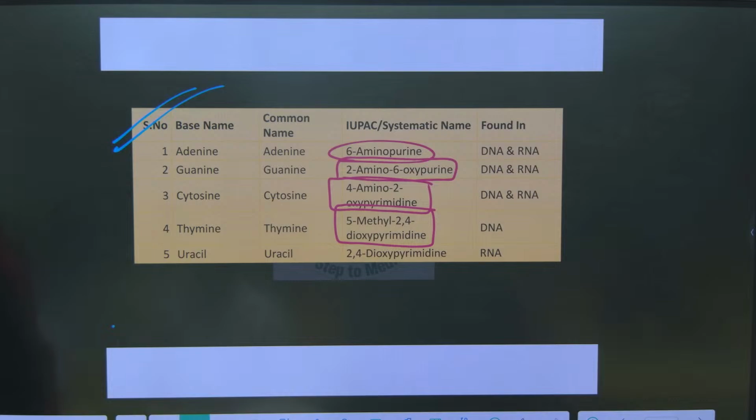Yes? Uracil is similar to thymine because 2,4-dioxypyrimidine is similar. Only at the 5th carbon, thymine has a methyl group. The rest is similar. Thymine has a methyl group at the 5th carbon. Otherwise it is also 2,4-dioxypyrimidine like uracil, but in addition to that it has a methyl group at the 5th carbon. Good. Okay?